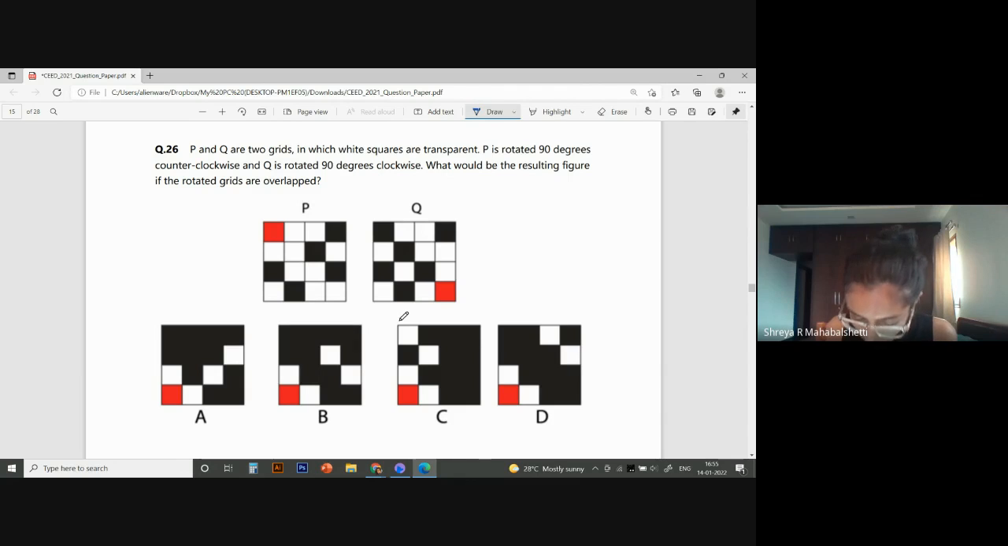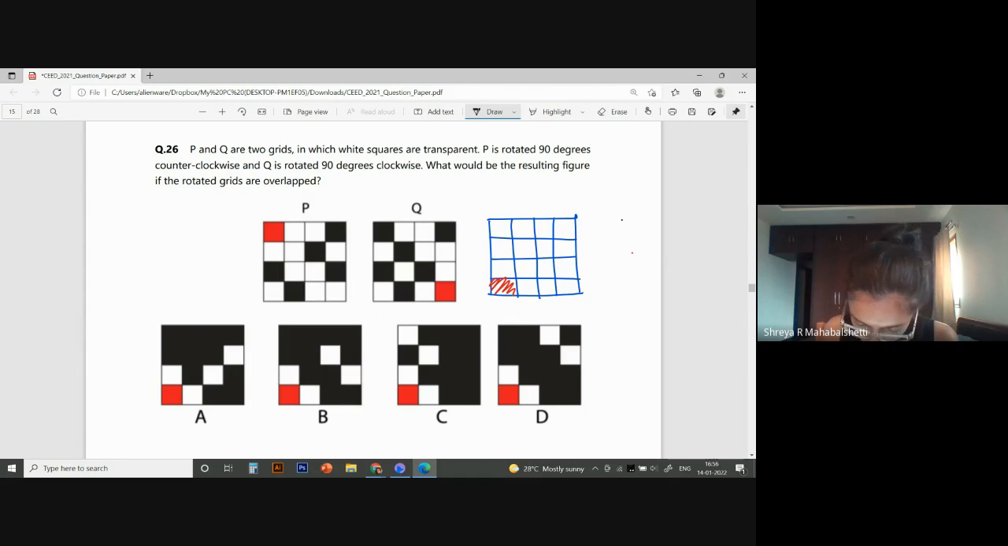Okay, since it is transparent and it is overlapped, in such cases, I would suggest never do it mentally because there are chances that you might miss some squares. It is easier to write it down in your book. Okay. So what are they saying? They're saying Q is rotated 90 degrees clockwise. So when it is rotated clockwise, okay, red is for sure there.